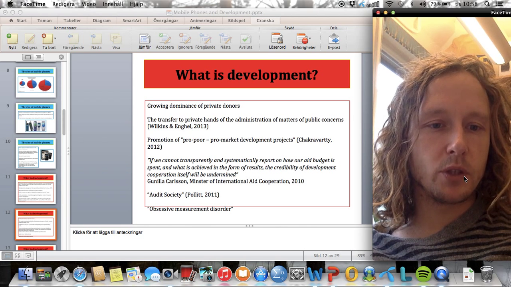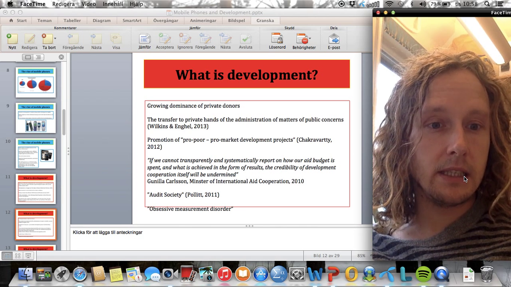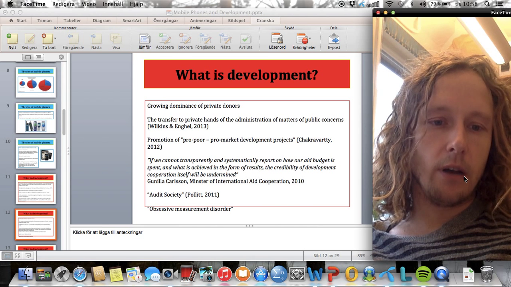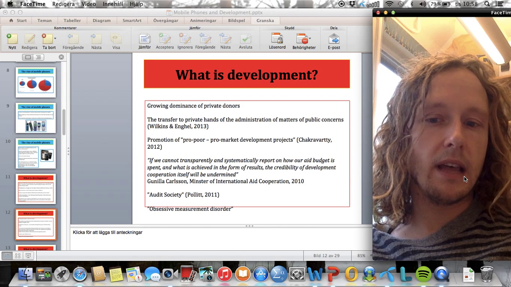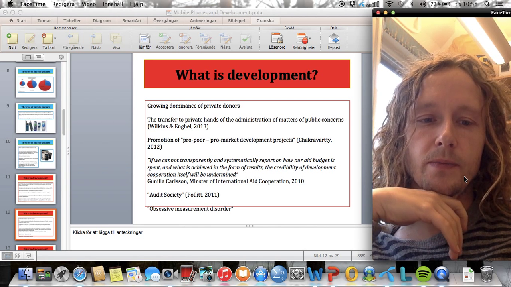But this is perhaps not so surprising, that we see this trend in development, given that it's becoming increasingly privatized or put in the hands of private owners.